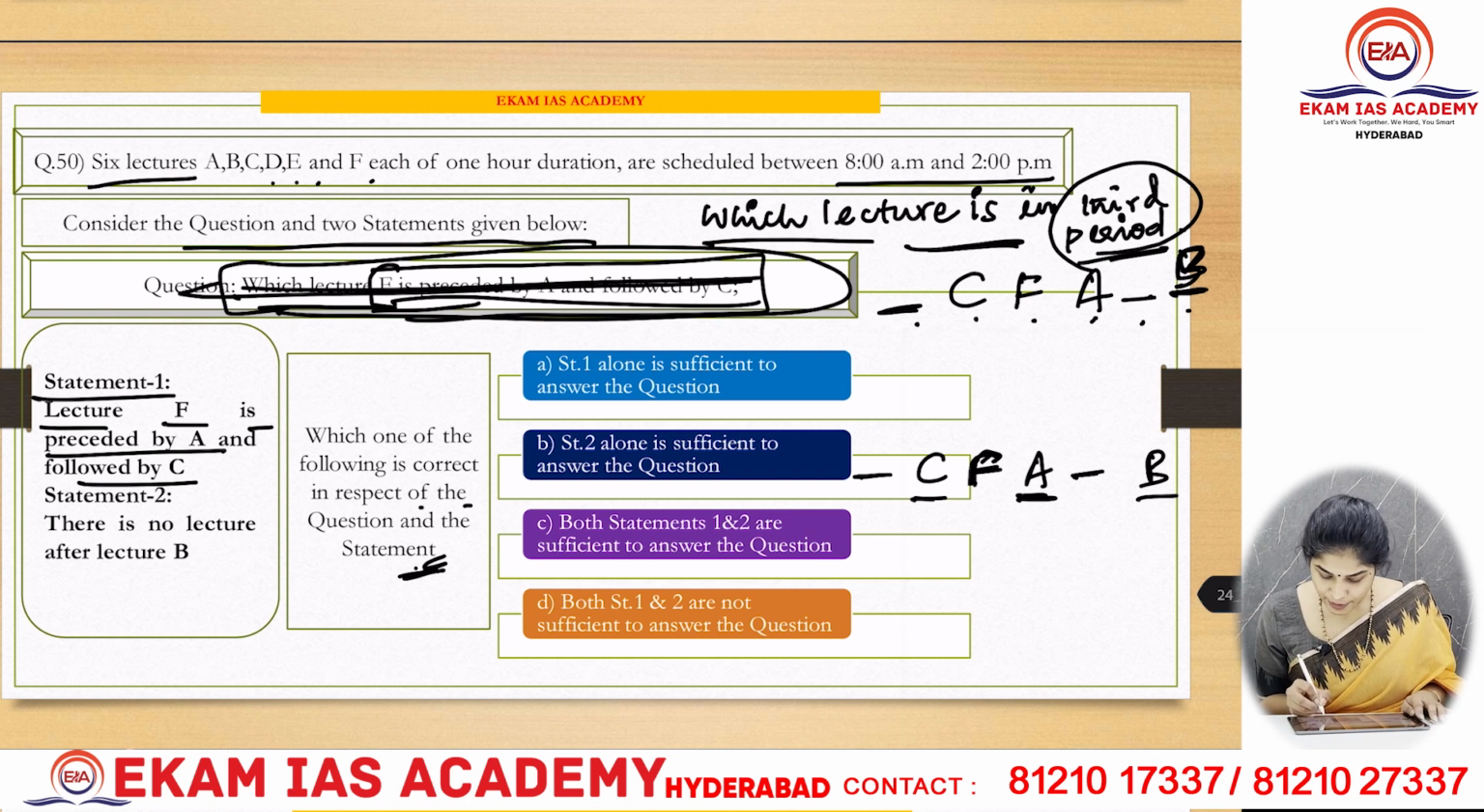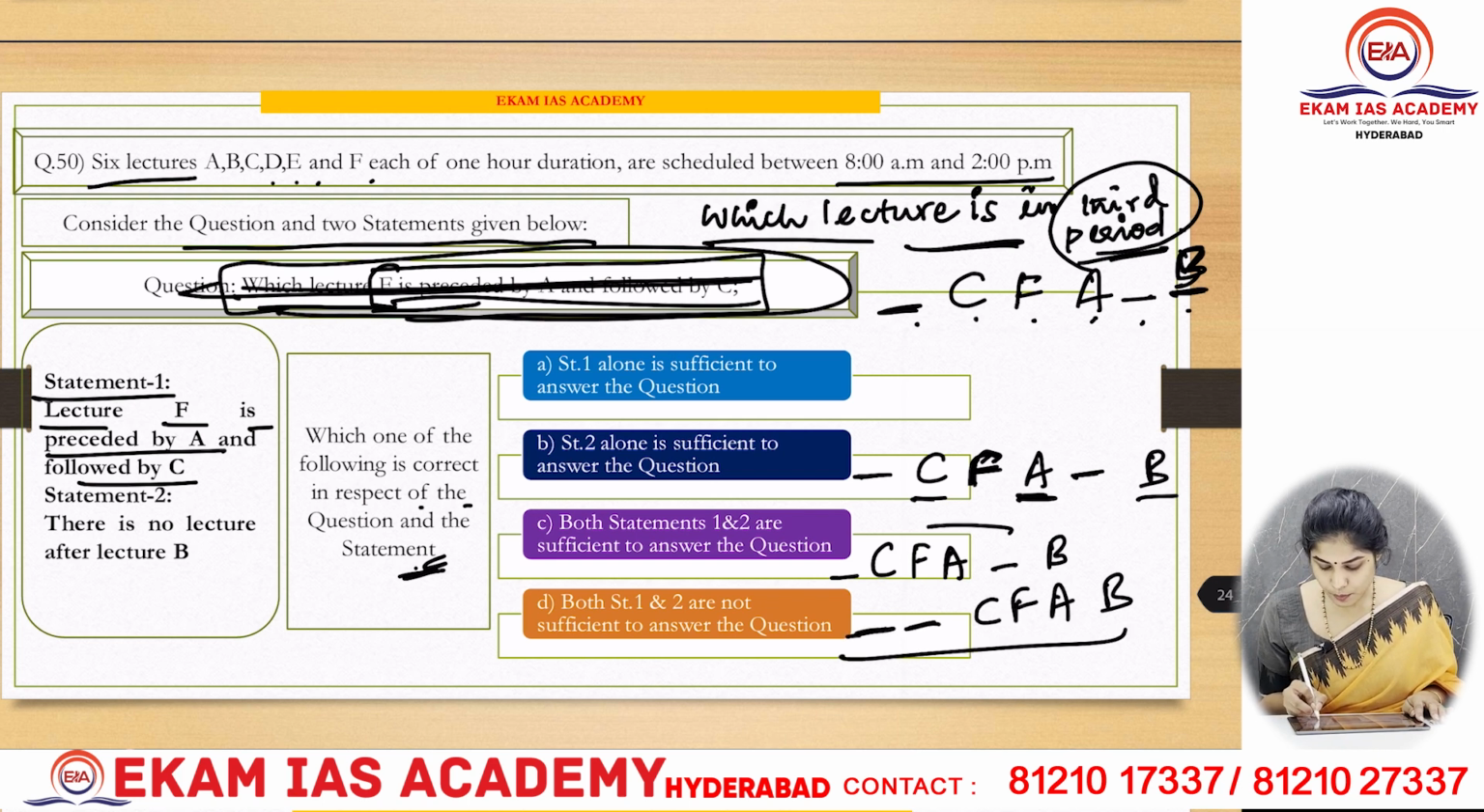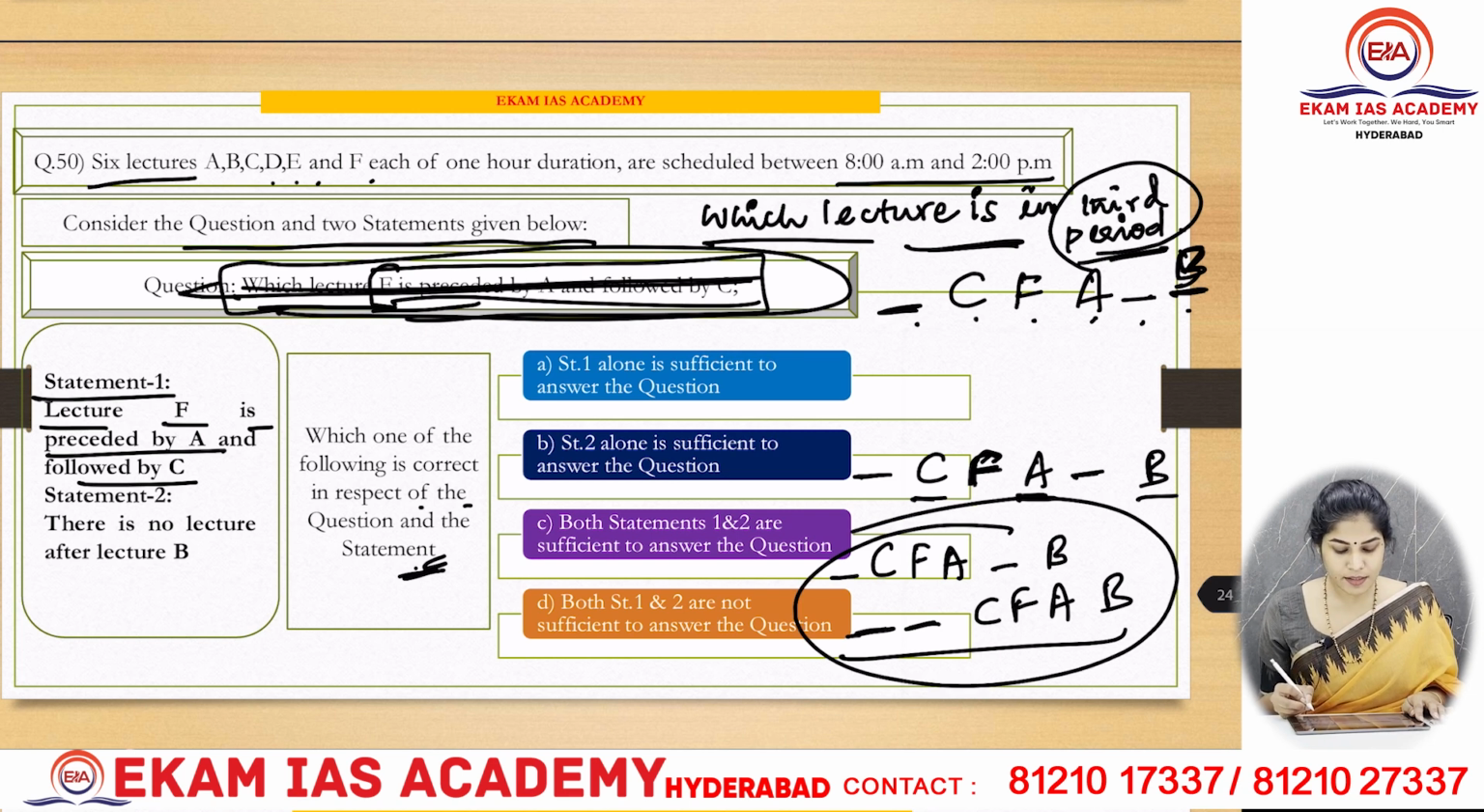See, we can write this as CFA like this, and we also can write this as CFAB. So there are possibilities. So we can't say which lecture comes on the third period. So both 1 and 2 are not sufficient to give the answer. Okay.